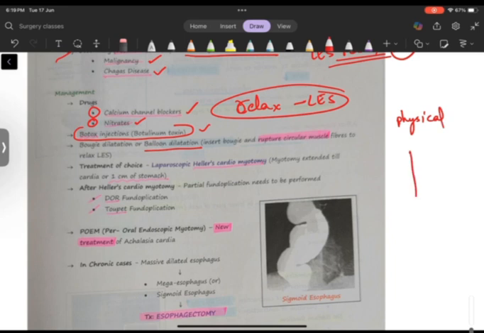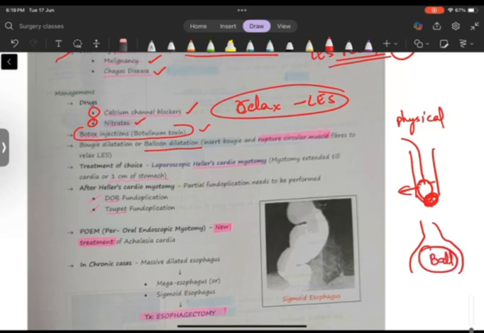So what we'll do, this esophagus is like this, so we can insert a balloon and then inflate it. This will physically stretch the esophagus like this. After this, we'll take out the balloon and the esophagus, whatever is stretched, will remain. So the lower esophageal sphincter can be dilated by bougie dilatation or balloon dilatation.